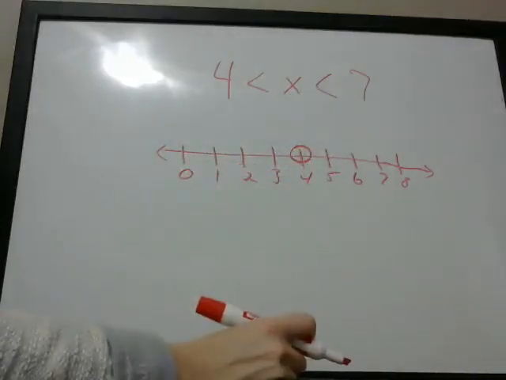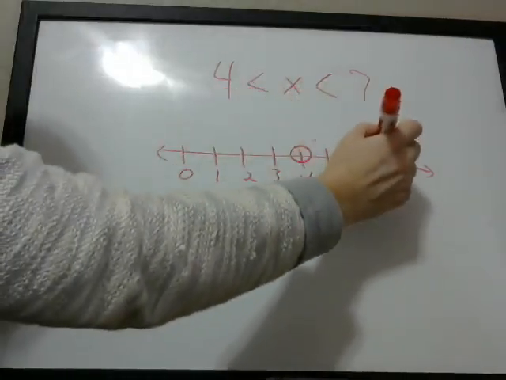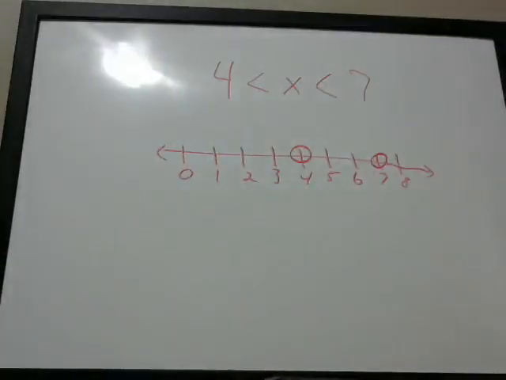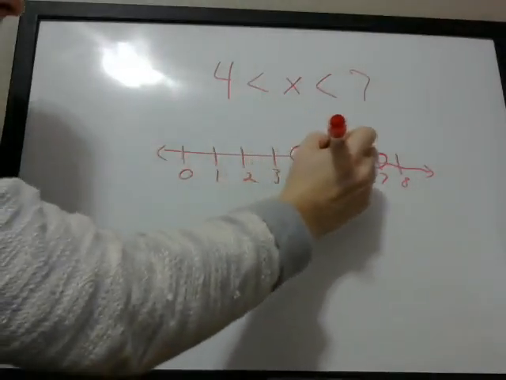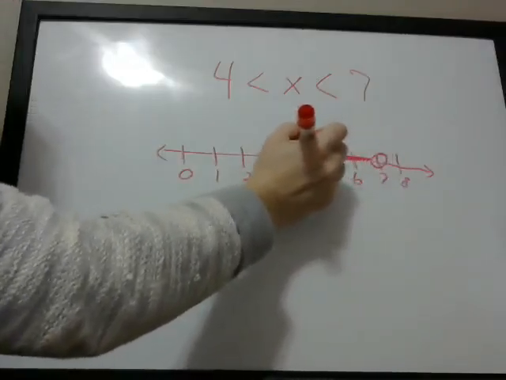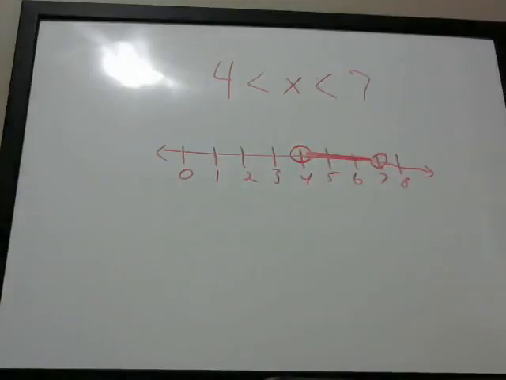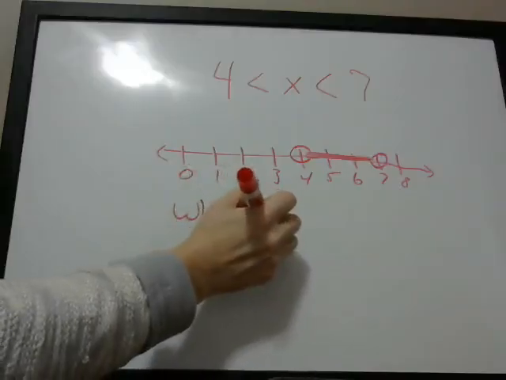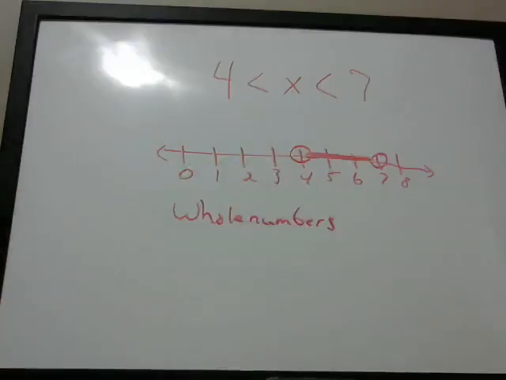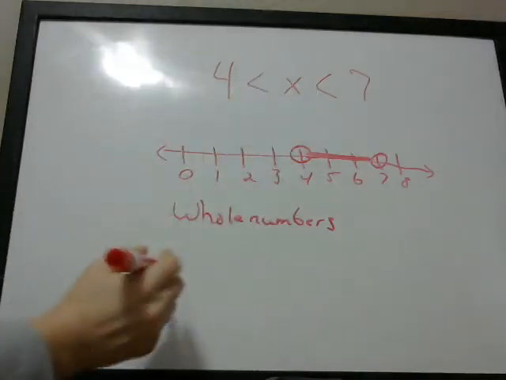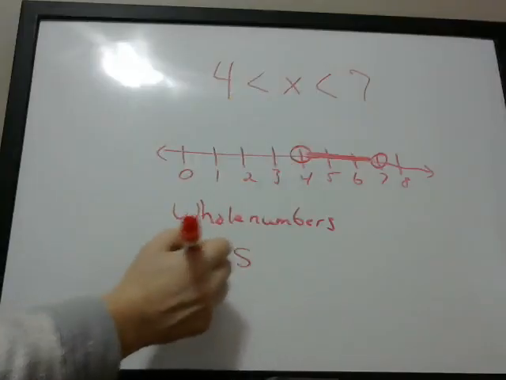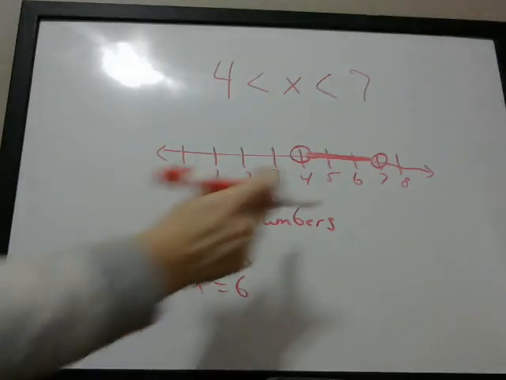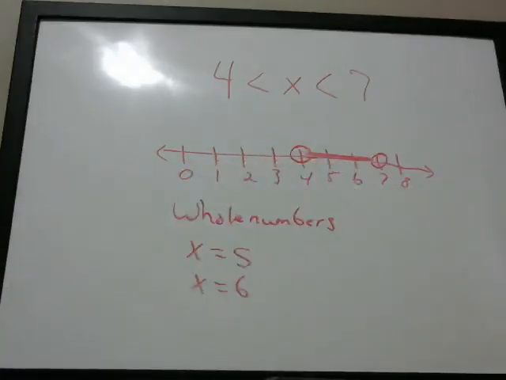But this is showing that it's bounded on the left-hand side by 4. On the right-hand side, it's bounded by 7. Again, it can't equal 7, so we're going to put an open circle. But x can equal any number in between 4 and 7. So if the question is asking for whole numbers, remember those are basically integers, or they don't have any sort of a decimal or fractional part to them. The whole numbers that satisfy this would be x can equal 5 and x can equal 6. Those are the only two whole numbers inside that interval.